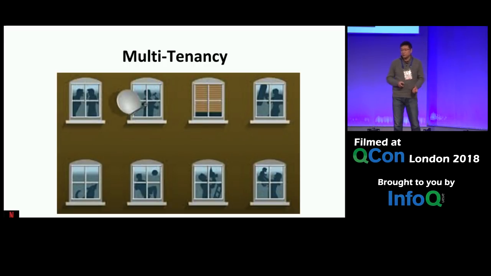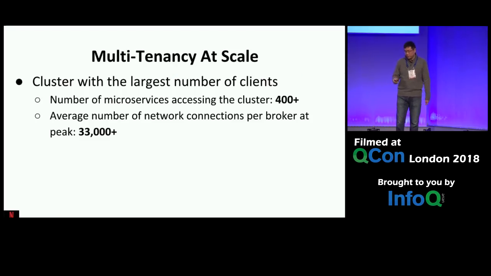Now I'm going to talk about multi-tenancy. Just to give you an idea of the problems we are facing right now, look at the cluster with the largest number of clients. For that cluster, we have over 400 applications or microservices accessing it. And at peak time, we have over 33,000 network connections per broker.